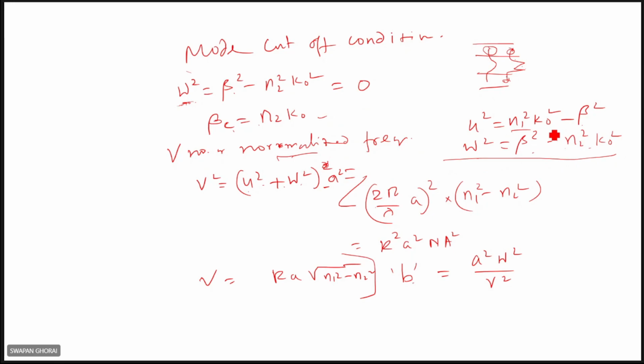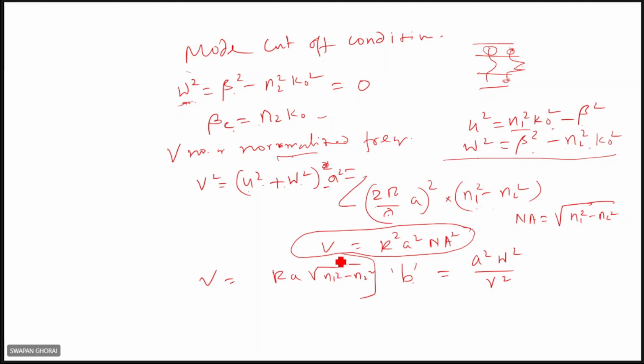Substitute the value of k0 as 2 pi by lambda, then you get V square equal to 2 pi by lambda times a square times n1 square minus n2 square. And you know, in numerical aperture we have defined the root of n1 square minus n2 square, so this is numerical aperture square. So that is the most important relation: V equals k0 a times the numerical aperture. That is the important parameter of an optical fiber.